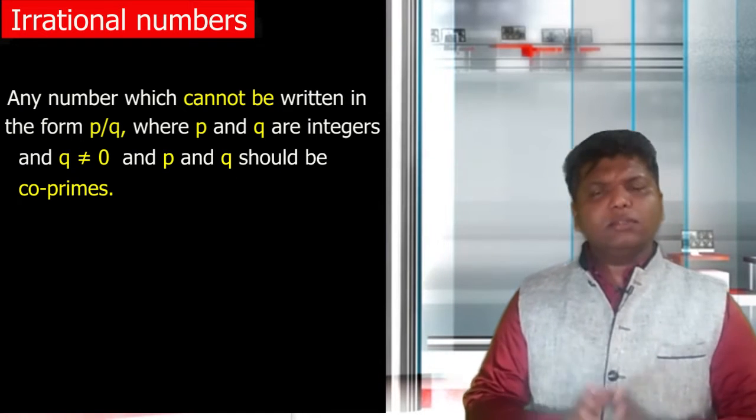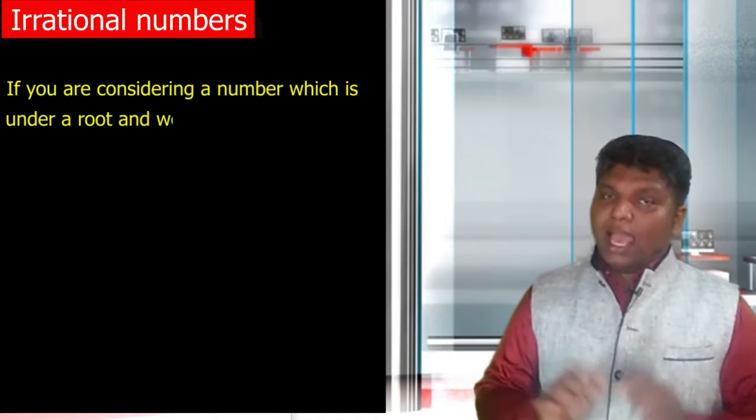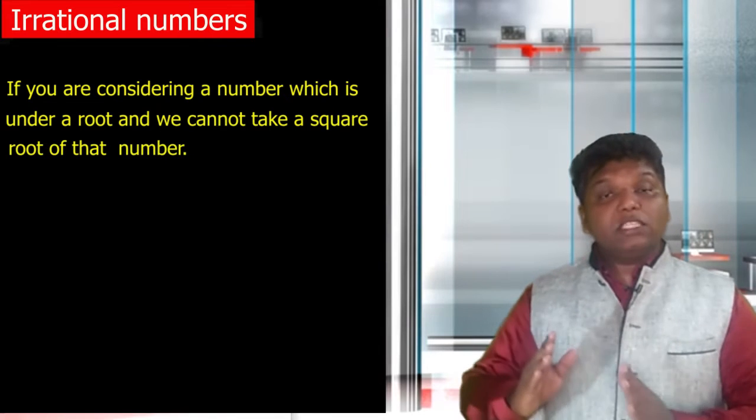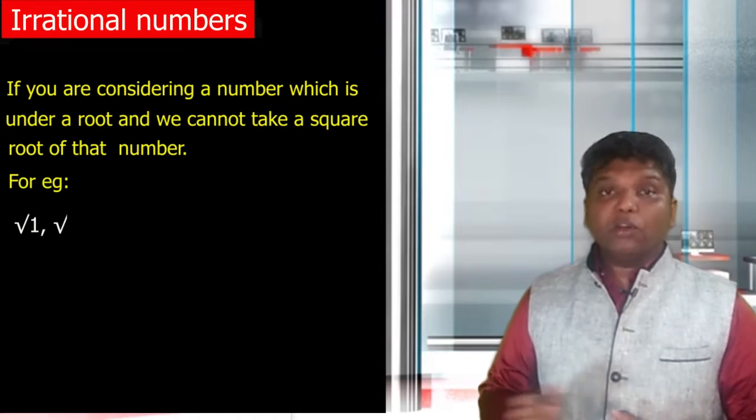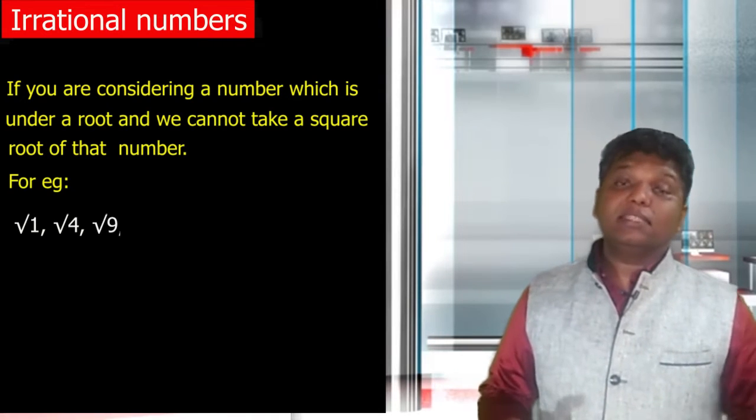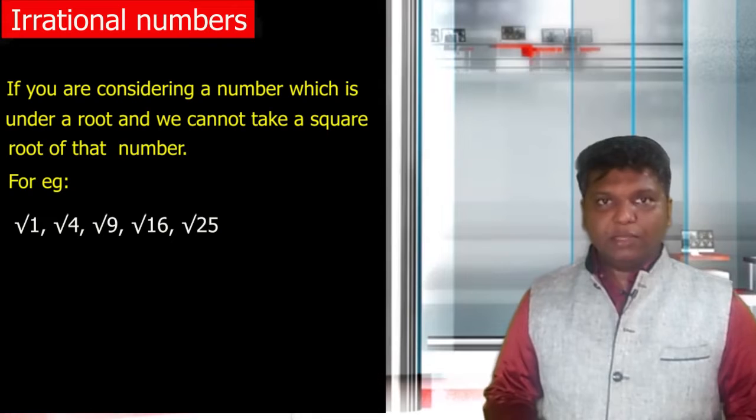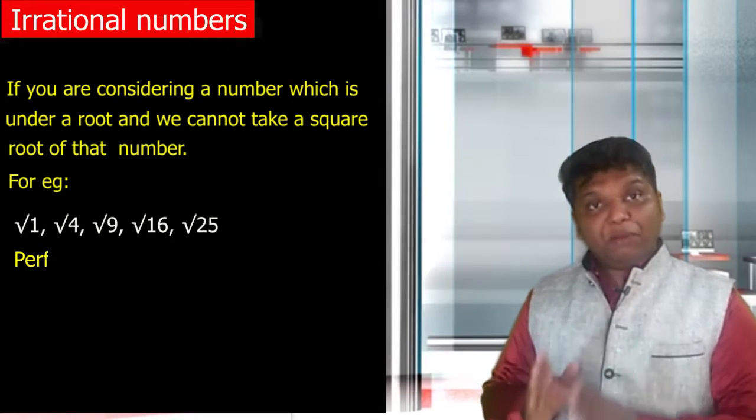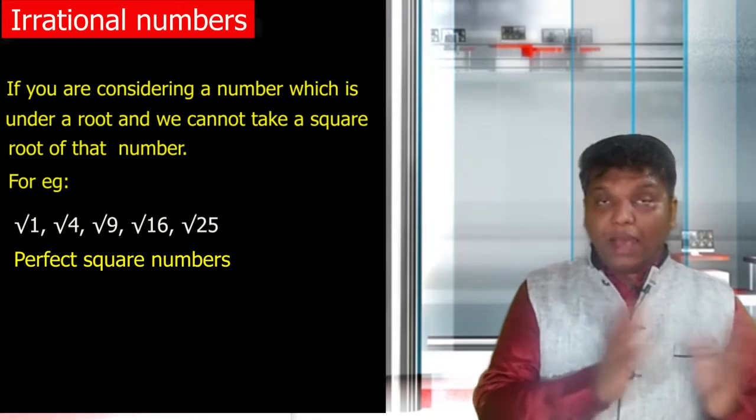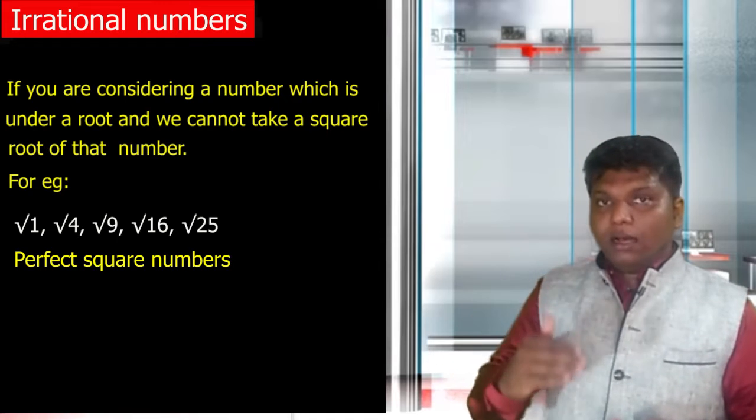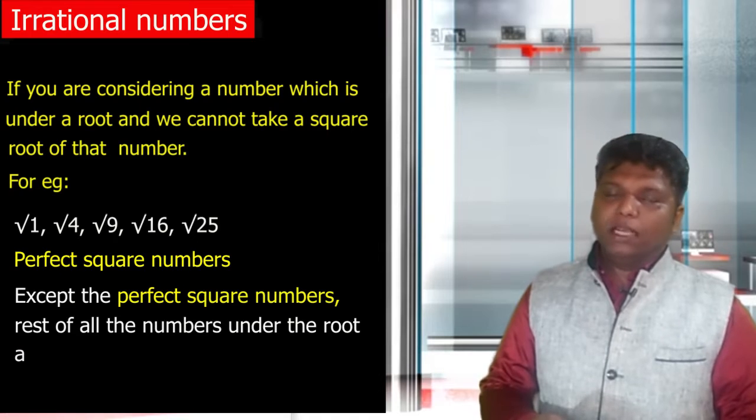But for right now, just imagine like this: if you are considering a number which is written under a root, and you cannot take the root of that number, for example if it is not a perfect square number. For example, root of 1 is 1, root of 4 is 2, root of 9 is 3, square root of 16 is 4, square root of 25 is 5. Those are what we call perfect square numbers, because we can evaluate the root of those numbers. If you avoid these numbers, the rest of all the numbers which come under the root are what we call irrational numbers.